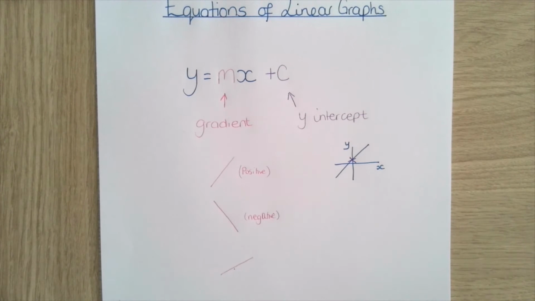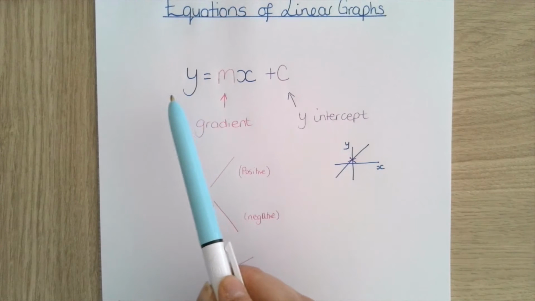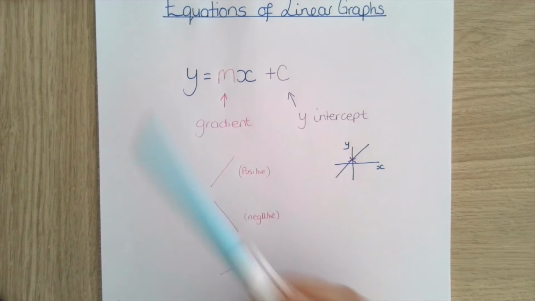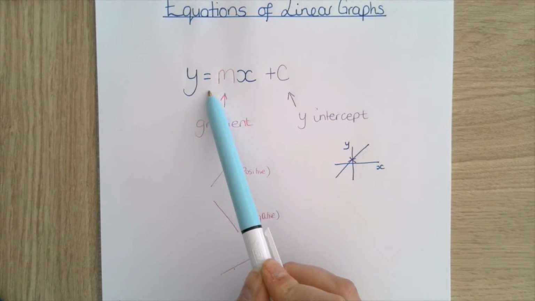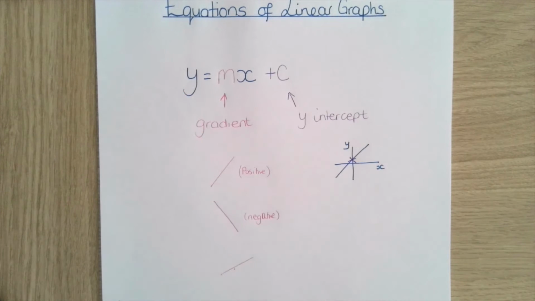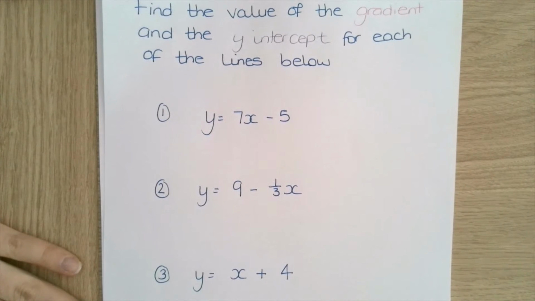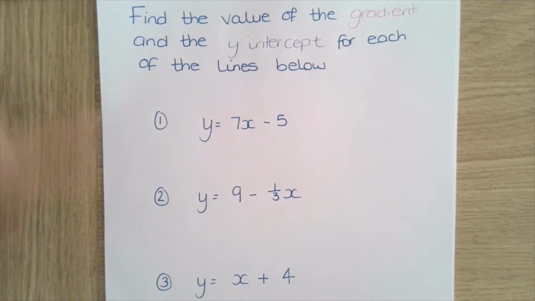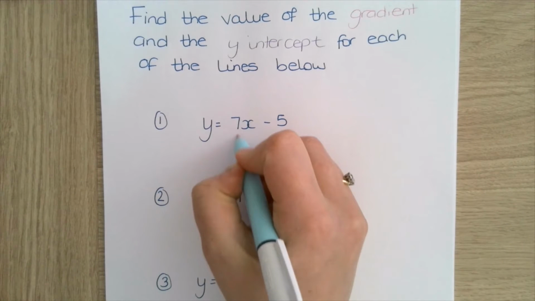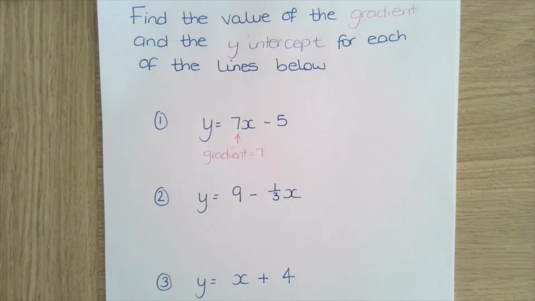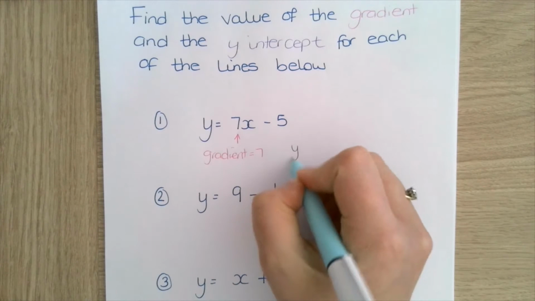To have the equation of a linear graph, it needs to be in this format of y equals mx plus c. We don't want to be seeing numbers and coefficients of y, we just want y equals. So if there is ever a number in front of the y, we'll need to rearrange it and get that into this format. So looking at some examples then, just being able to read gradients and y-intercepts from equations that we've given. So the first one, the gradient is 7. And the y-intercept is -5.